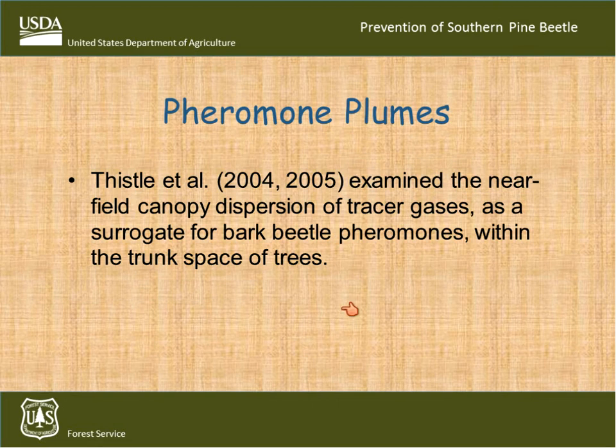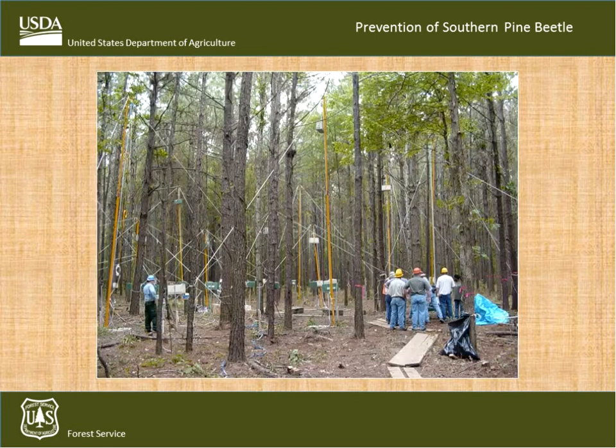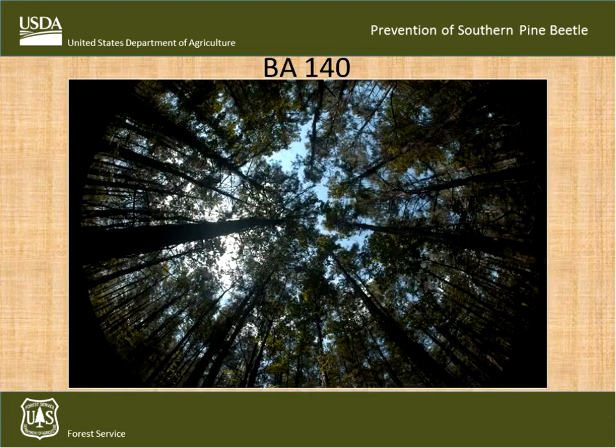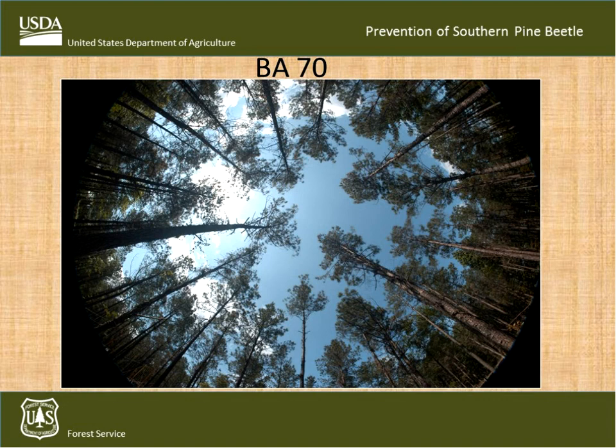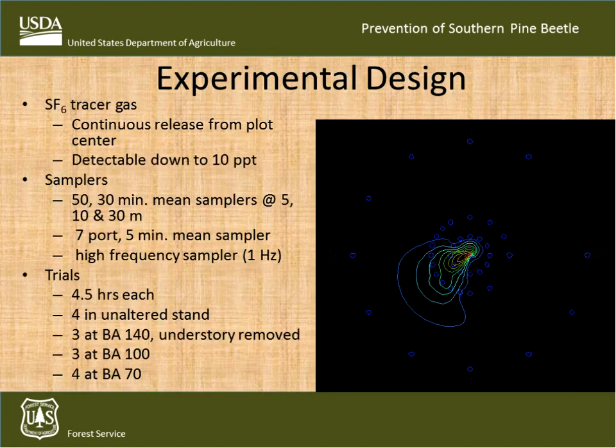Another set of studies that have changed my way of thinking more about the microclimate or stand structure versus individual tree vigor, as far as why thinning works, is some work done by Harold Thistle and Brian Strom, where they looked at a tracer gas as a pheromone plume surrogate in different stand conditions. They put these sensors up throughout a forest, and then they thinned the stand down and watched how that tracer gas moved through the different stand densities. This is a basal area 140. Look at that canopy versus a basal area 70. Big difference there right after the thin.